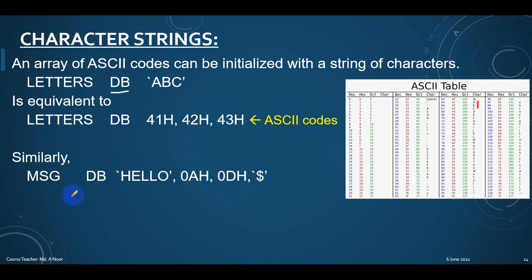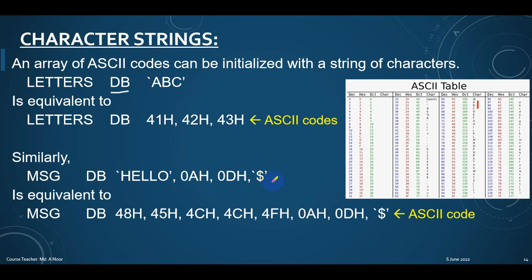Similarly, suppose you want to define a message or a string. You give the name of the string. Use the pseudo-op DB, not DW. Okay, only DB is allowed. You write the string with a single quotation mark and some other special characters. Finally, you end the string with the $ sign. This is mandatory. Or you can write it in hex values like this: 48 for H, 45 for E, 4C for L, 4C for L, 4F for O. Okay, these are the special characters.